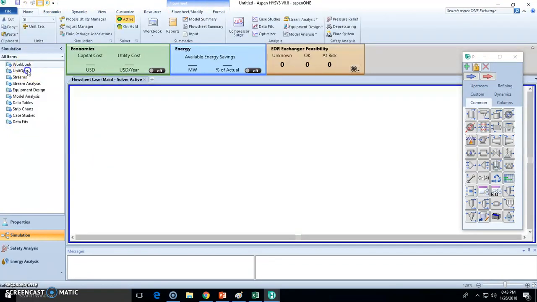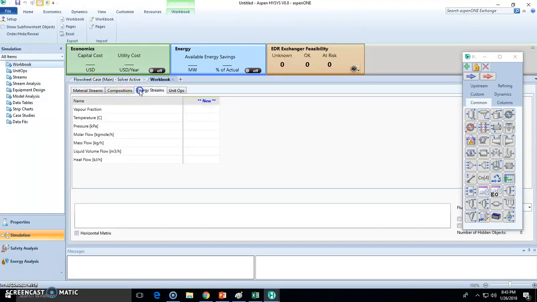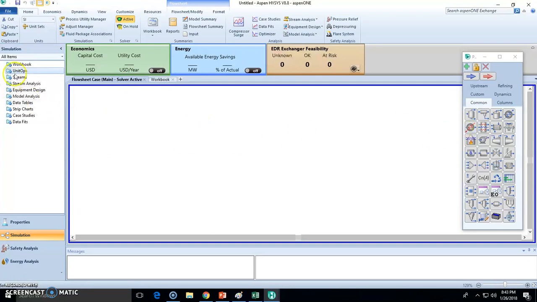Now, on the left, we have the navigation pane, which is essentially the workbook, which has all the compositions, energies, and unit operations, as well as the materials. Unit operations, if we had some, we will have them right here. Streams, either energy or material streams, will be here, and all other types of analysis, tables, case studies, data feeds, etc. Now, this is essentially the flowsheet.